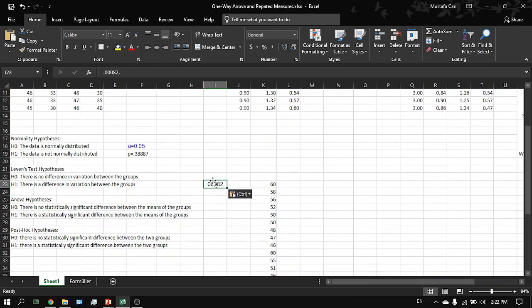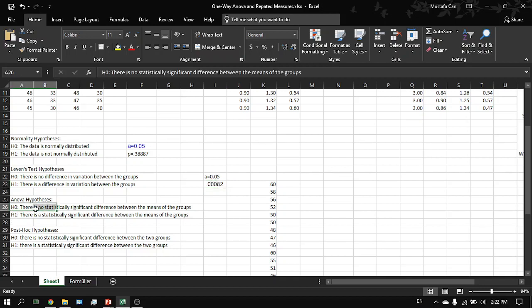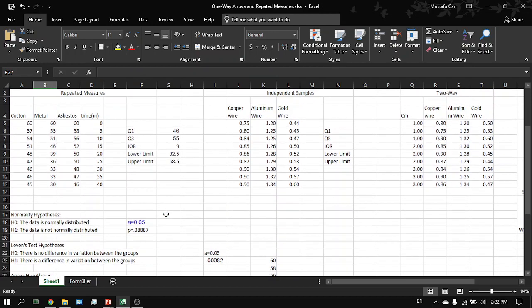So what does this mean? ANOVA hypothesis, we know our alpha is always 0.05. It's smaller than 0.05, so we reject the null hypothesis and accept H1. So there is a statistically significant difference between the means of the groups. So we know that at least one of the groups is different from the other one or two. So how can we know? In a t-test we have two groups, so we know the difference is between the two groups. But in ANOVA we don't know which groups are different from each other.